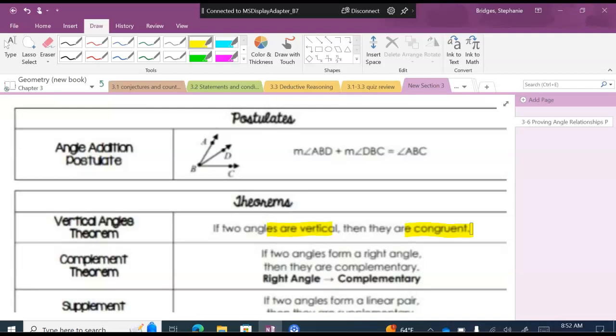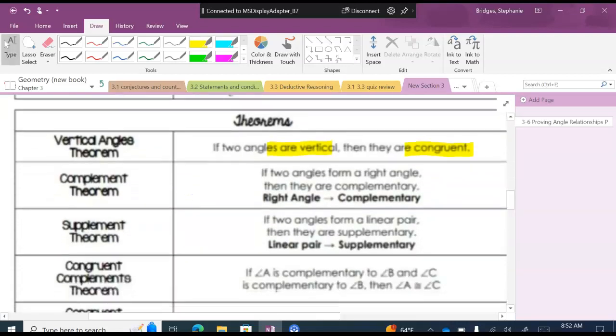Okay, the complement theorem says if two angles form a right angle, then they are complementary. What do we know about complementary? We said right above this that they add up to be 90, so that's where that would lead us.